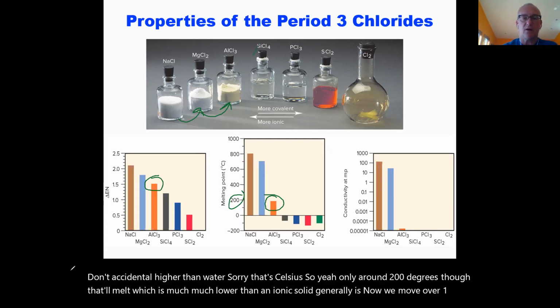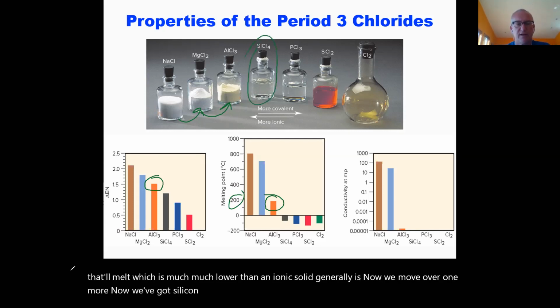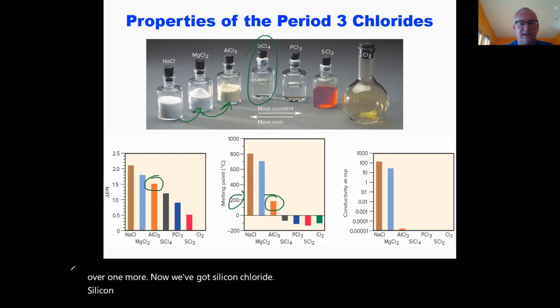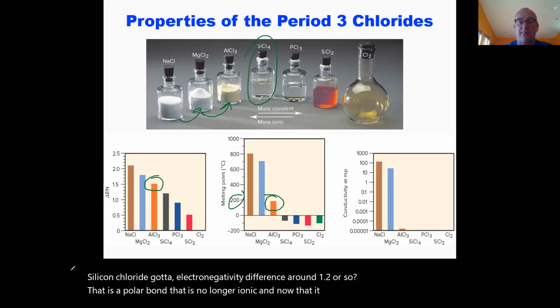Now we move over one more. Now we've got silicon chloride. Silicon chloride has an electronegativity difference around 1.2 or so. That is a polar bond. That is no longer ionic. And now that it isn't ionic, look what happens. It's not a solid anymore. Now it's a liquid.